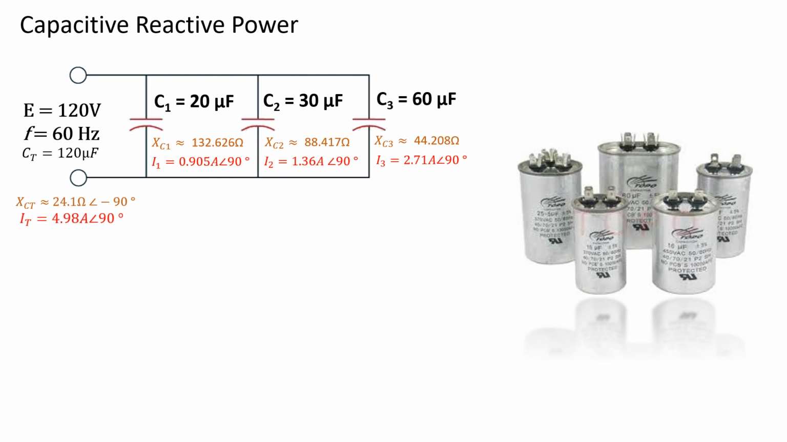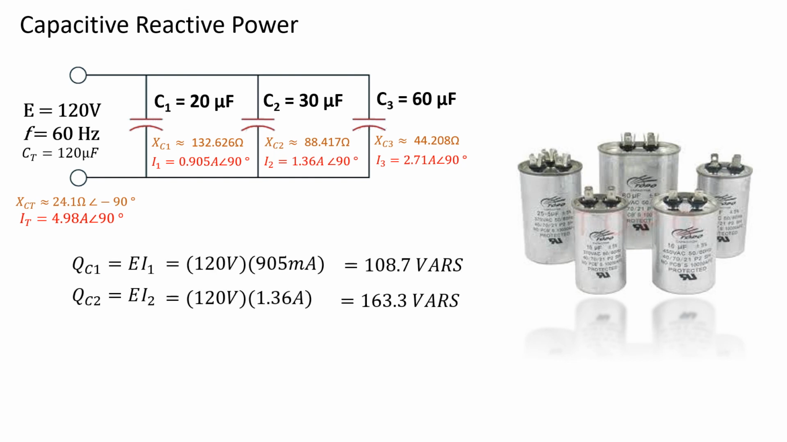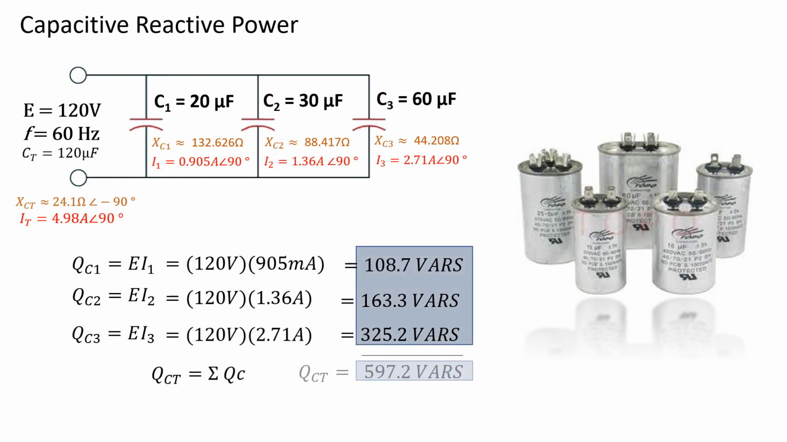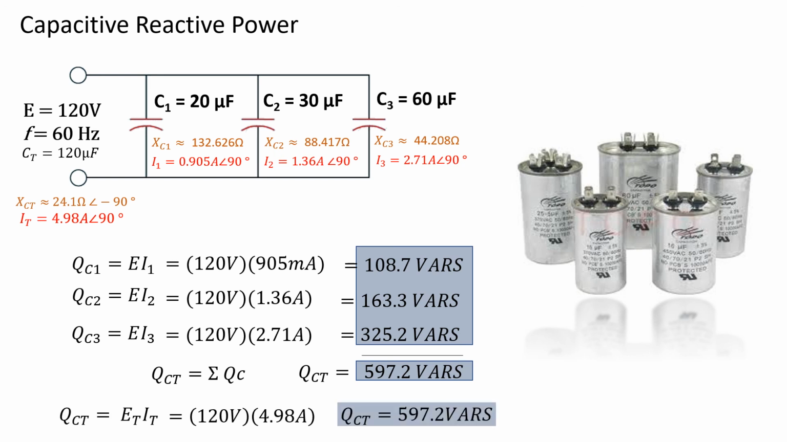Since we've calculated all the ohmic values and all the currents for our circuit, and we know that voltage is common in a parallel circuit, well, now we can calculate all the individual powers for each of these capacitors. Again, powers always add, and if we check it using ET times IT, again we get back to the same as the sum of the individual powers.